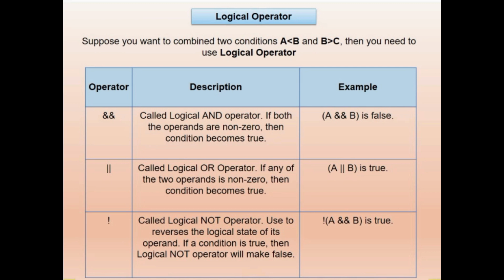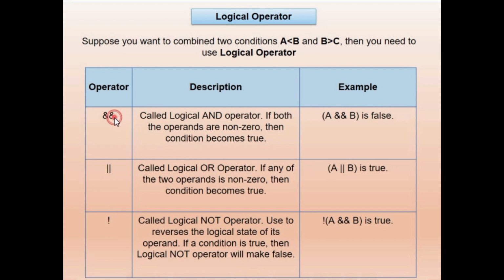Suppose you want to combine two conditions, that is a is less than b and b is greater than c, and from there you have to find a final result. At that time we are dealing with logical operators. The logical operators we generally use are AND, OR, and NOT.